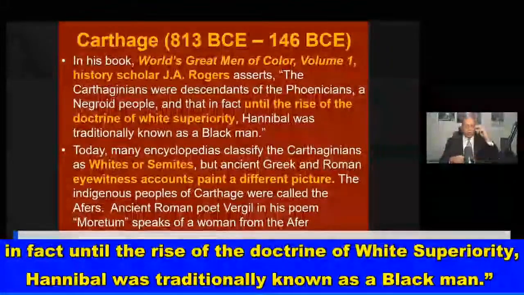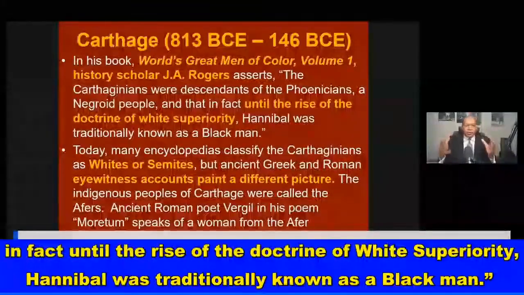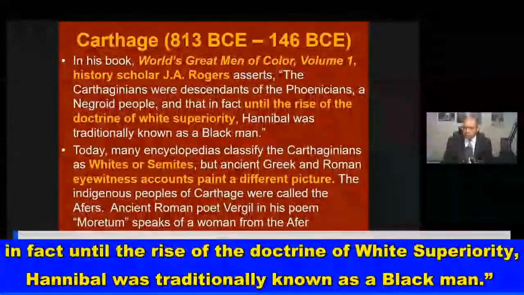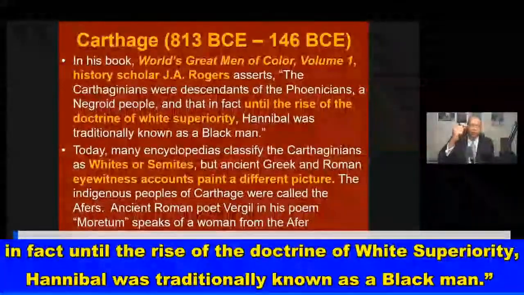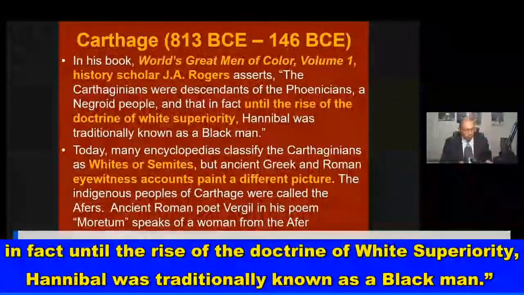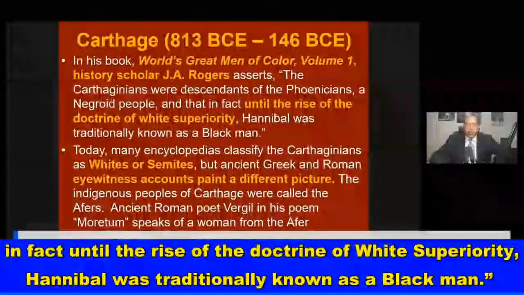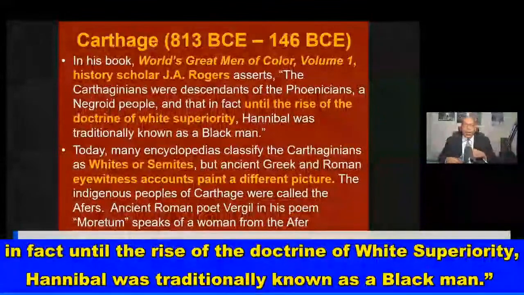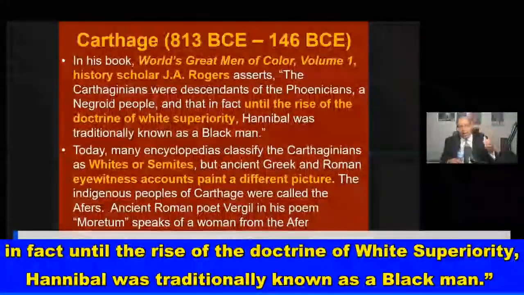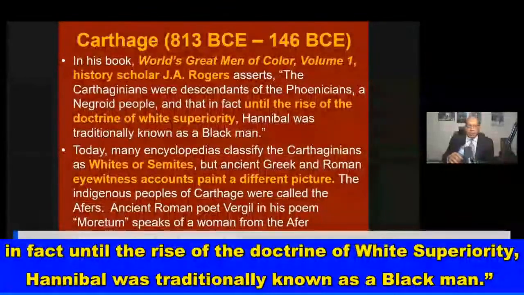Carthage is one of those African empires that Europeans tried to claim as their own. No, these were black African people. These are descendants of the Phoenicians. Okay, so J.A. Rogers in World's Great Men of Color, Volume 1, said that the Carthaginians were descendants of the Phoenicians, a Negroid people, and that, in fact, until the rise of the doctrine of white superiority, Hannibal Barca was traditionally known as a black man.